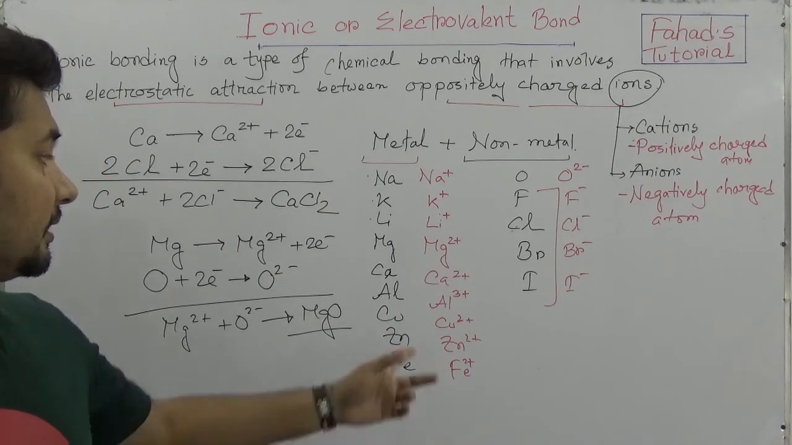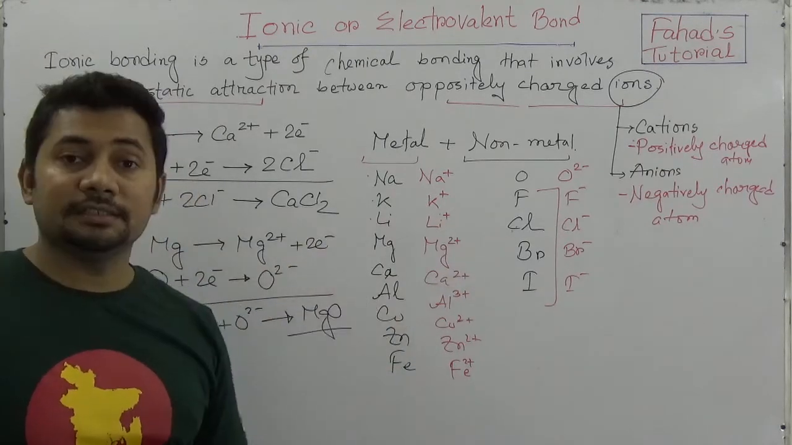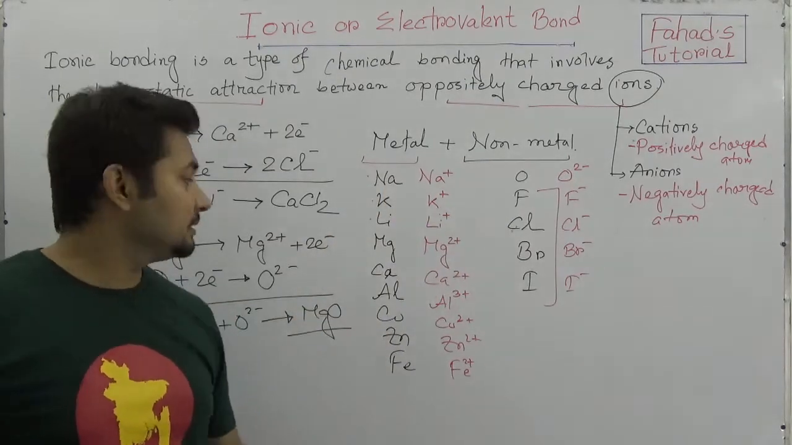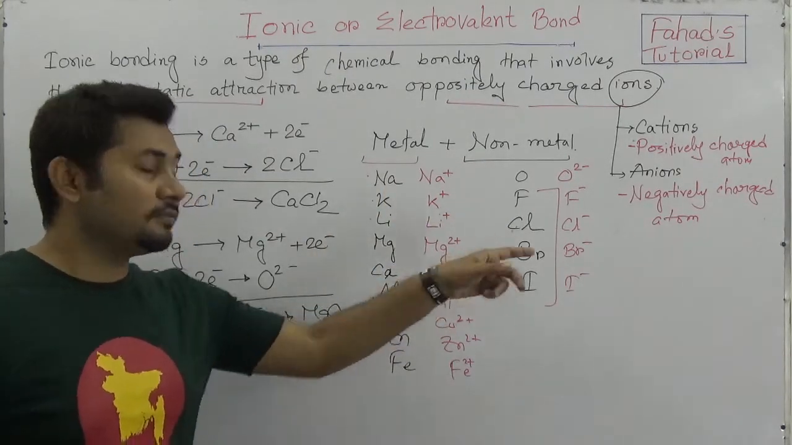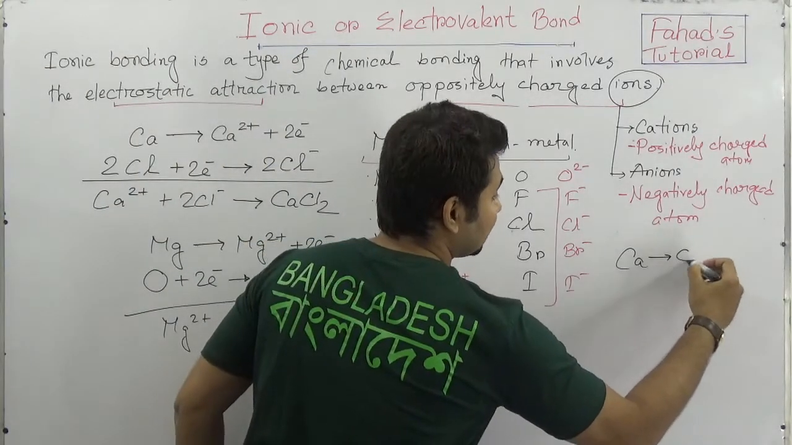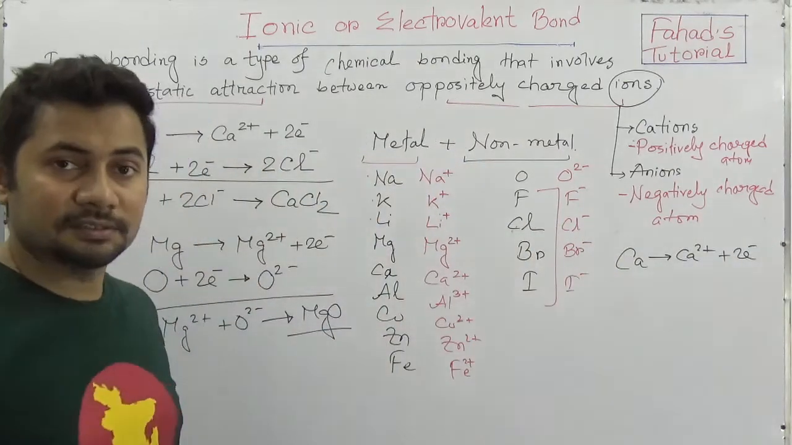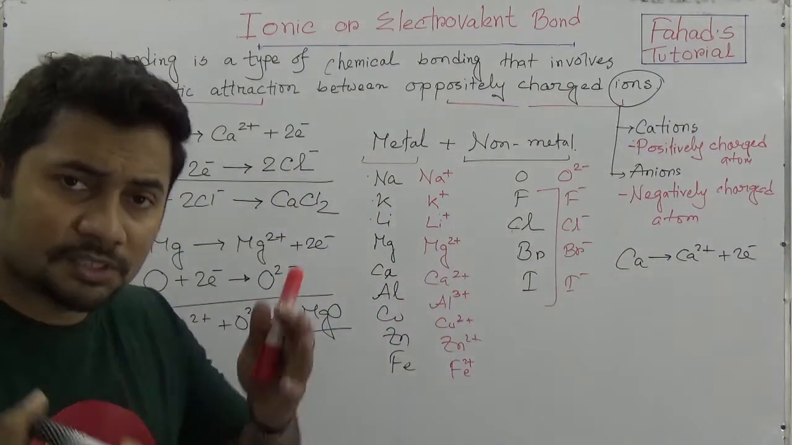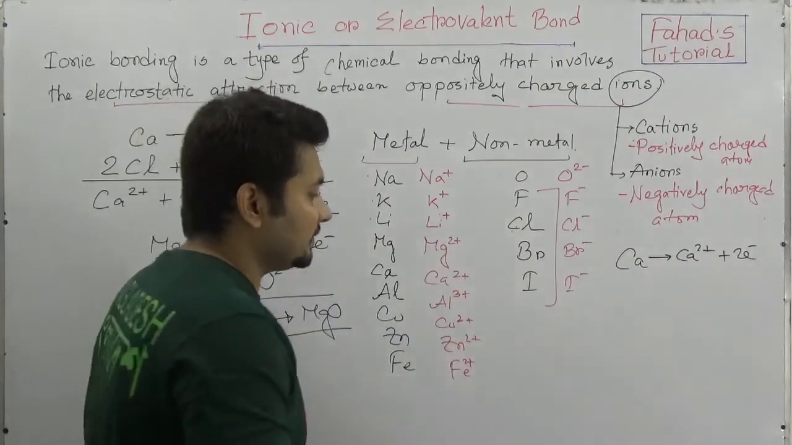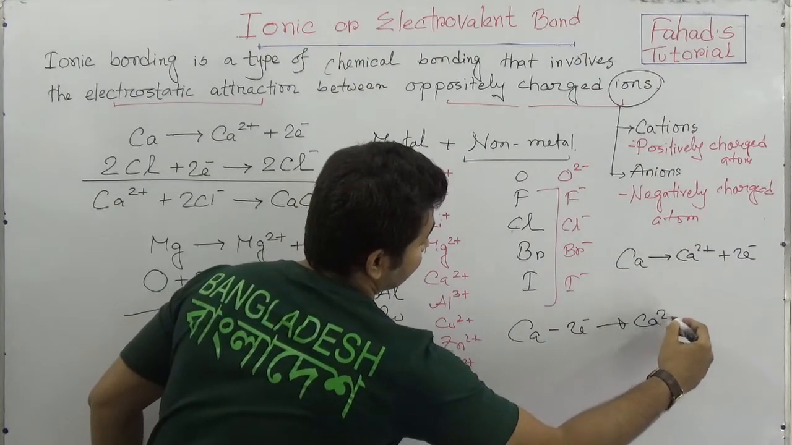What about calcium bromide, or zinc chloride, or zinc fluoride, or potassium chloride? All are the same. In case of calcium fluoride, you can say that calcium is becoming calcium 2 plus after donating 2 electrons. Some people may have questions, like my students also may have questions. Can't we say that calcium is donating an electron like this and becoming calcium 2 plus?